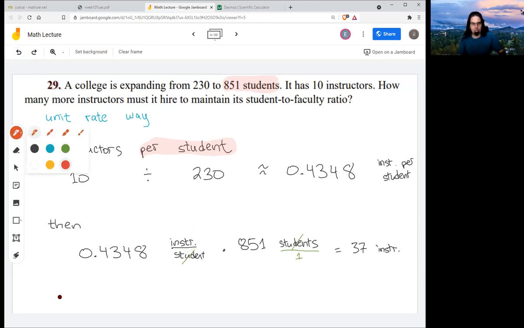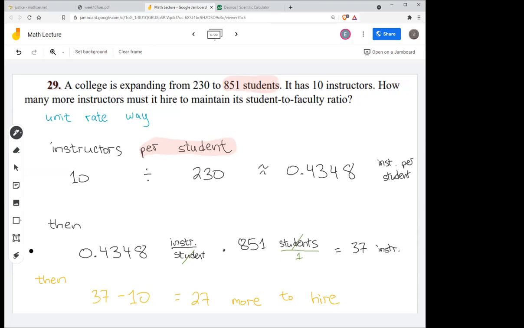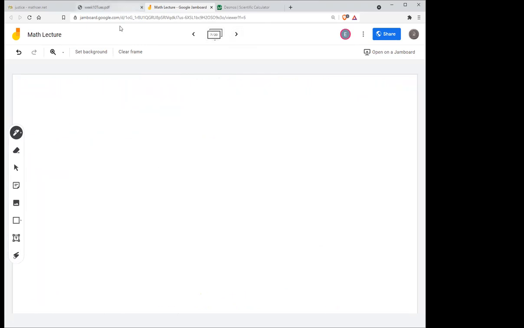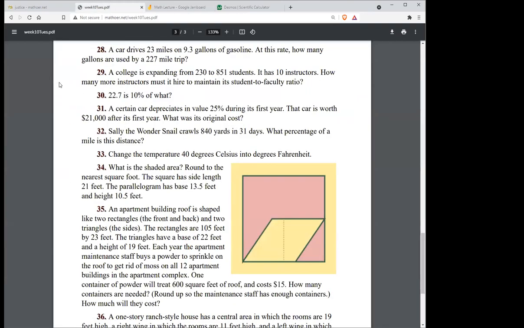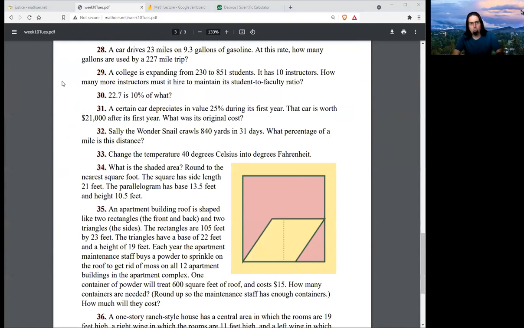And then part 2 is again the 37 minus 10. Okay, now that I got things set up the right way, I'm happy with that slide. Okay, 30 looks quick.